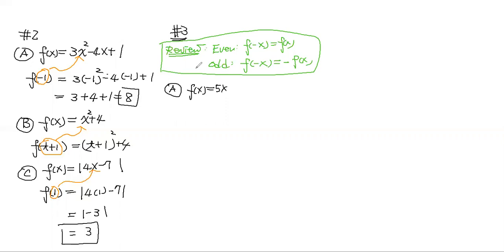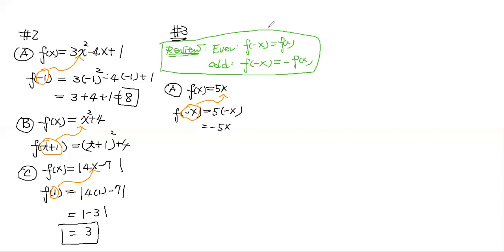Okay. So remember, we always start with negative. So this is f of negative x. Remember, what does f of negative x mean? That means you substitute x with negative x, right? So this is 5 times negative x, which is negative 5x.